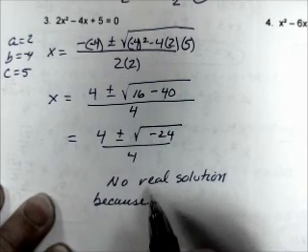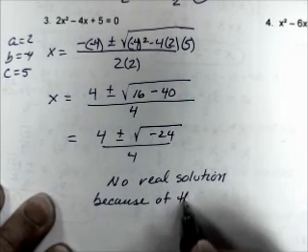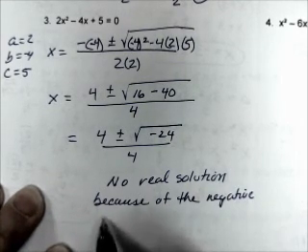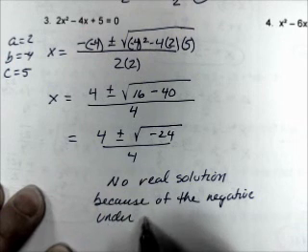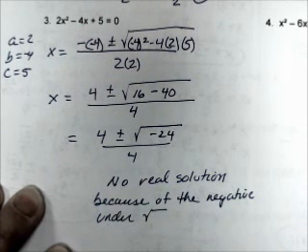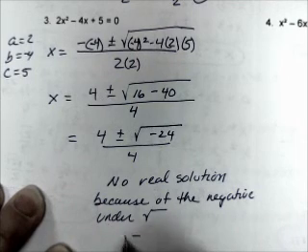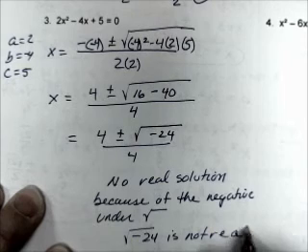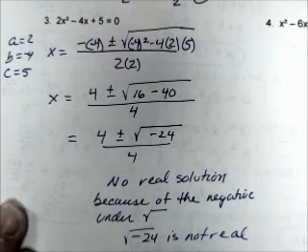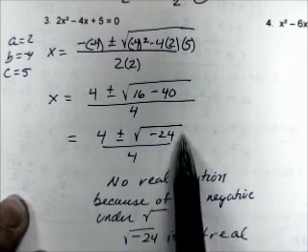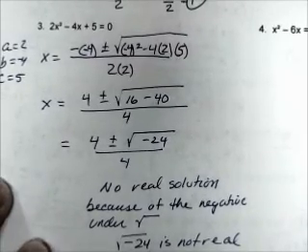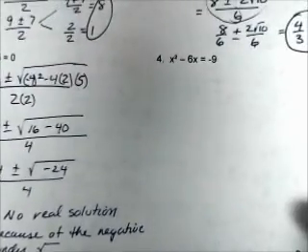Because of the negative under the square root. Right? The square root of negative 24 is not real. So again, there's no real solution. But of course we won't stop there. In just a couple of sections, we will call this an imaginary solution. But that is to come in a few more sections.